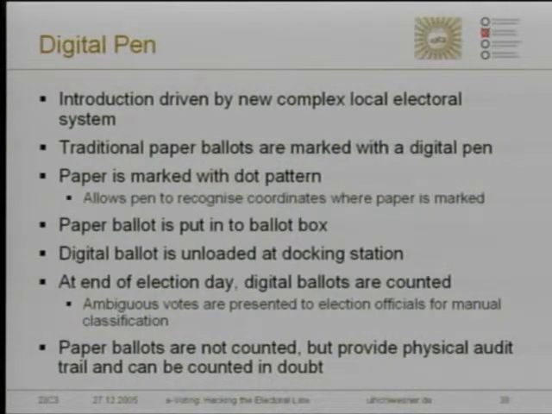So it's very highly, there's high effort involved with the counting. And what they do is they still mark the paper ballots with the traditional paper ballots, but they use this digital pen with the optics in the front, and the ballot paper is marked with a dot pattern, and that allows the pen actually to recognize where it's writing, and you can apparently address many square kilometers with that method.